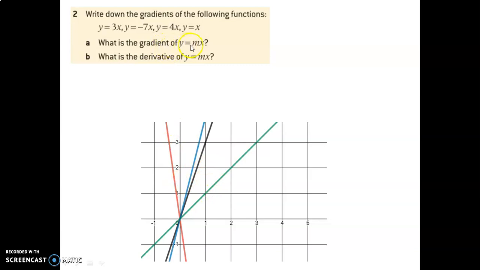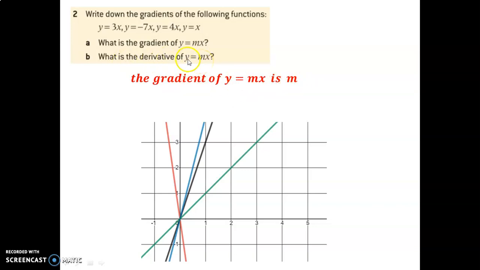So what is the gradient of y equals mx? Let's say these are written in a general form like this, with m written here instead of these numbers. So what would be the gradient of those? Well, the gradient of those is m, right? These equations are written in y equals mx form, and we know that the number in front of x is the slope. So when somebody says, what is the slope? Well, the slope is m, right? That number there represents the slope.